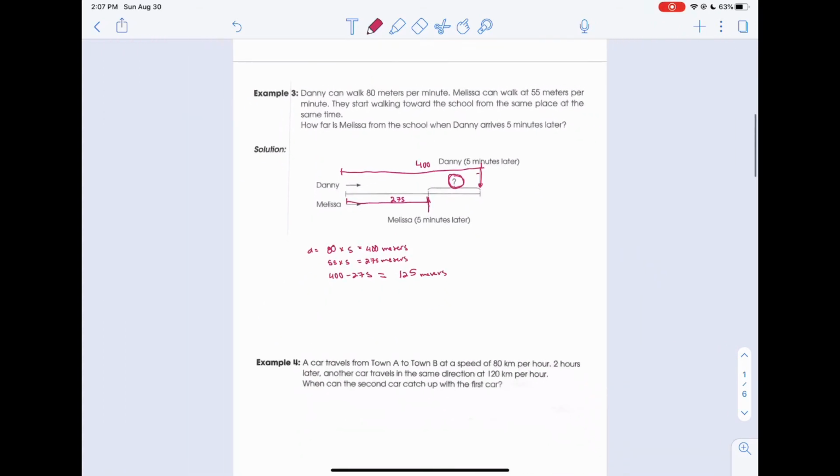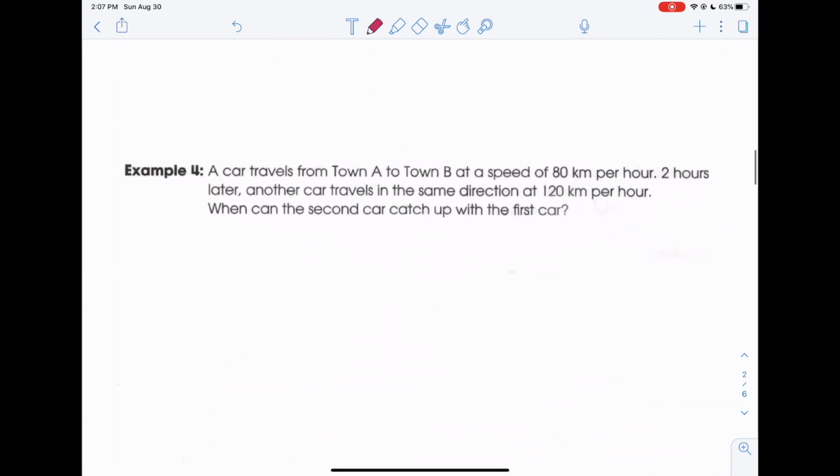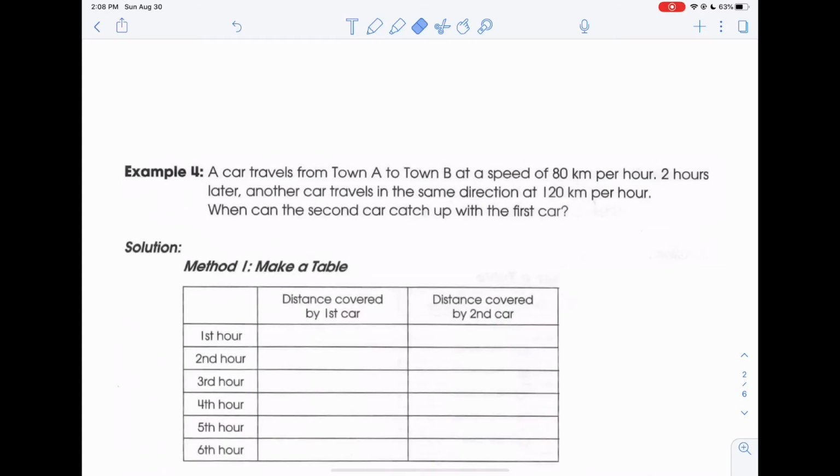And now for our final problem. It tells us a car travels from town A to town B at a speed of 80 kilometers per hour. 2 hours later, another car travels in the same direction at 120 kilometers per hour. When can the second car catch up with the first one? So there's 2 methods that we can do this. We're going to do, right, we can make a table.